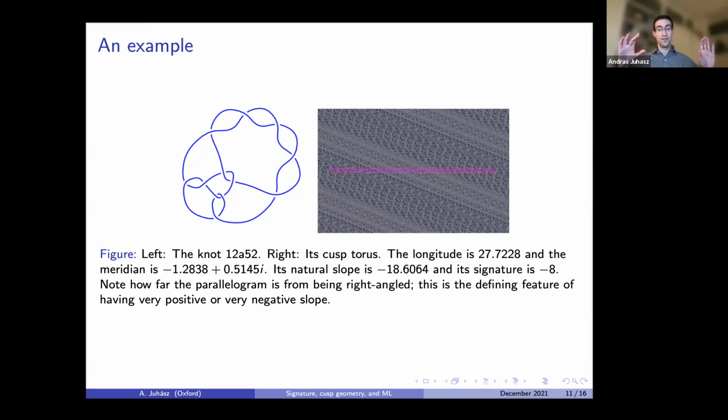And you can note that in this picture, in purple, you can see the fundamental domain of this lattice, and this is a very skewed parallelogram. So this is very far from being right angle, and that's exactly the defining feature of having very large positive or very large negative slope.